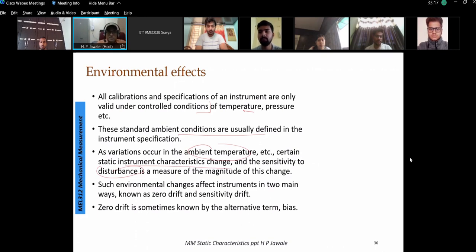Such environmental changes affect the instrument in two main ways. The first is called zero drift, and the second one is called sensitivity drift. Zero drift is sometimes equivalent to what is called a bias. Right.